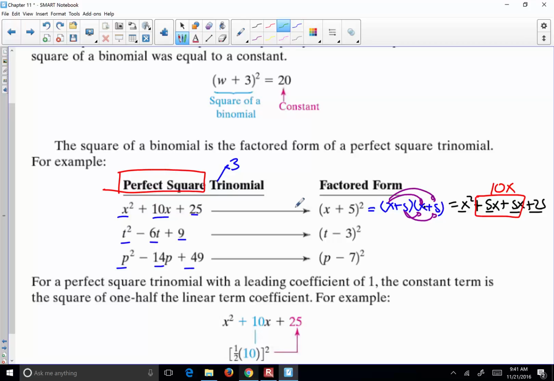I understand how they got these. They just took the variable here and put it there. I understand how they got the square because each term has a square here, x squared, and 25 is even a square. This is 5 squared, 9 is 3 squared, 49 is 7 squared. So I understand squares. What I don't understand is how they got this 5, minus 3 and minus 7, because I don't see those numbers here. I understand x and 2, t and 2, p and 2, but I do not see 5, minus 3 and 7 in here. How did they get it?